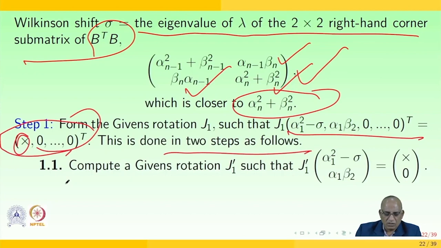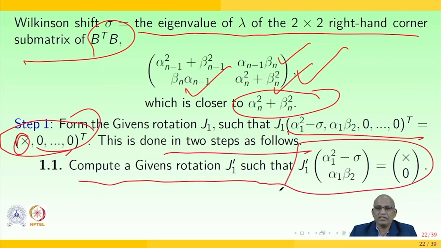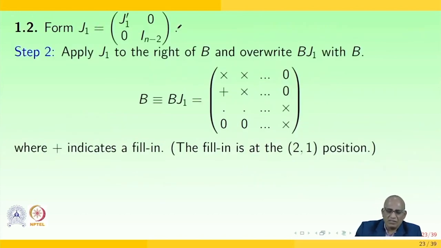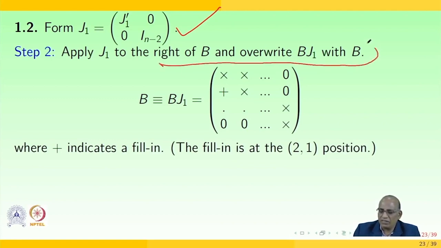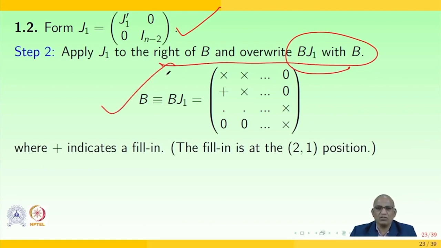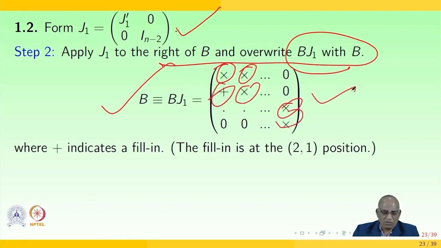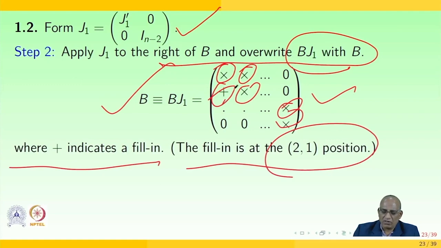This is done in two steps. That is, compute a Givens rotation J1 prime such that this will happen. So J1 prime applied to alpha 1 squared minus sigma and alpha 1 beta 1 will be equivalent to a non-zero value and a zero value. Form J1, which is J1 prime, 0, 0, I n minus 2. Apply J1 to the right of B and overwrite B with B J1. So you take this form: B is equal to B J1. So this is non-zero, non-zero, non-zero, non-zero, non-zero, non-zero, where plus indicates a fill-in, which will be in the 2 by 1 position, that is, second row, first element.